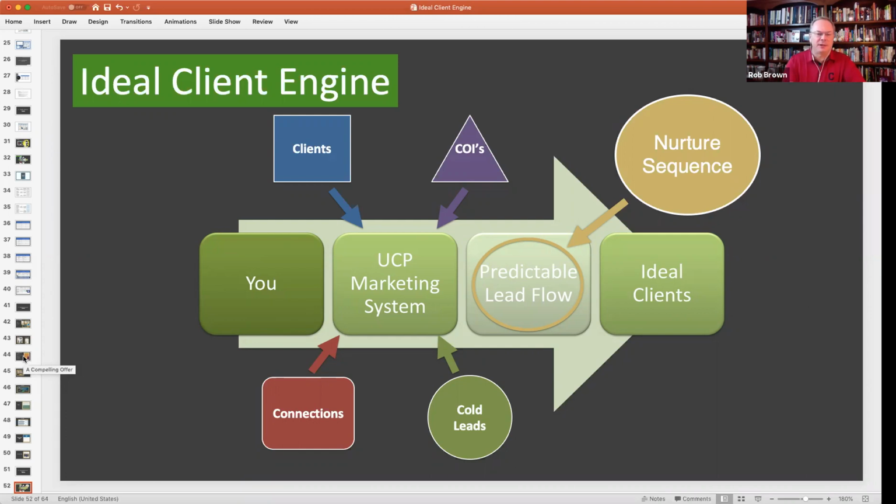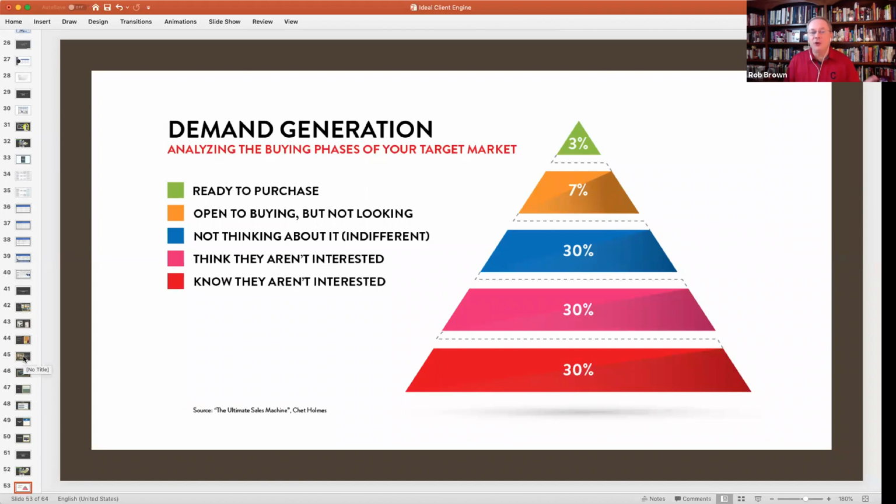So in this slide, just a little bit different than the other slide of the ideal client engine I showed you, I wanted to highlight that you need to have that automated nurture sequence, that system for how you're dripping on your leads so that they know what to do very specifically, get to know you better, so that by the time you're meeting with them through a couple of appointments, they're ready to become ideal clients of your practice. But all too often, advisors give up.